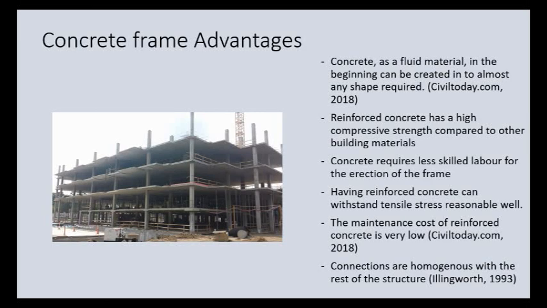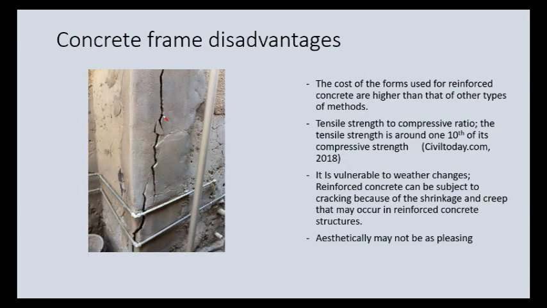The maintenance cost of reinforced concrete is very low and the connections are homogeneous with the rest of the structure. Concrete frame has many disadvantages, some being the cost of the forms for reinforced concrete are higher than that of other types of structural frame methods. The tensile strength to compressive ratio in concrete is around 1/10 of its compressive strength.